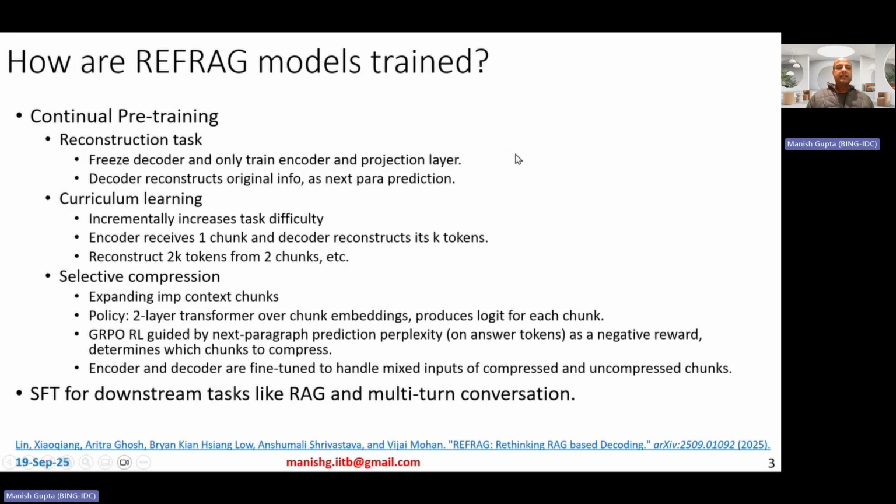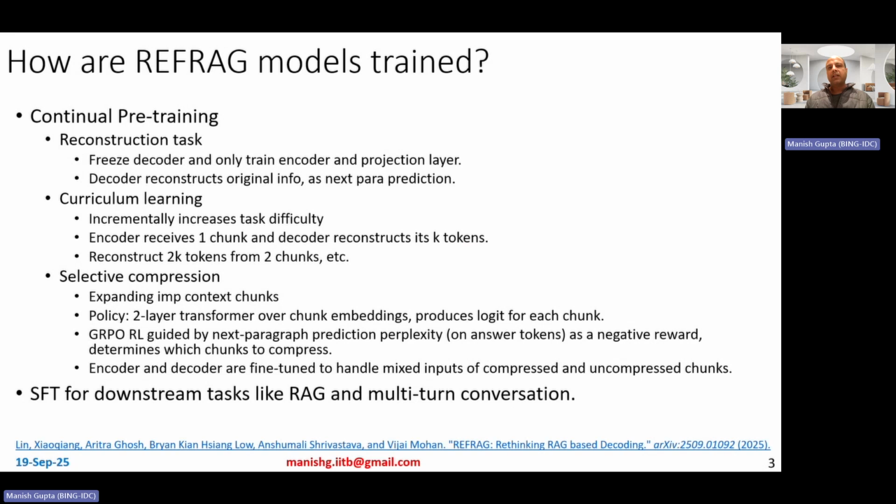Okay. So now, how is this selective compression done? I already talked about what selective compression is. It basically means expanding important context chunks while representing not-so-important context chunks as only one embedding. They do that using RL, so they train a model using RL.